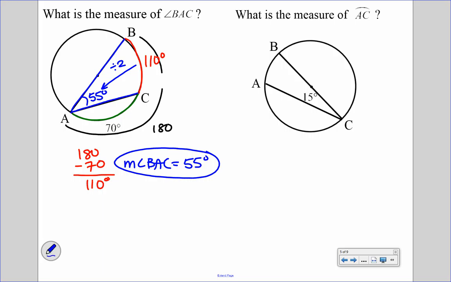Let's do another one. We're finding the measure of arc AC. All right, what they give us is an angle. They give us 15 degrees for this angle. If I have 15 degrees as an angle, I can multiply by 2 to get that arc, which is 30 degrees.